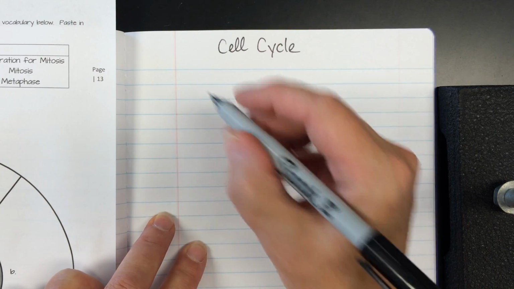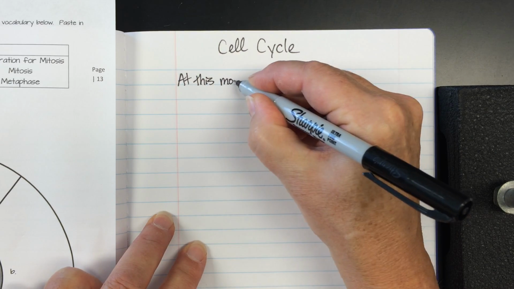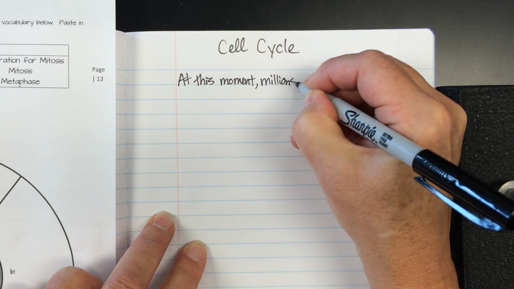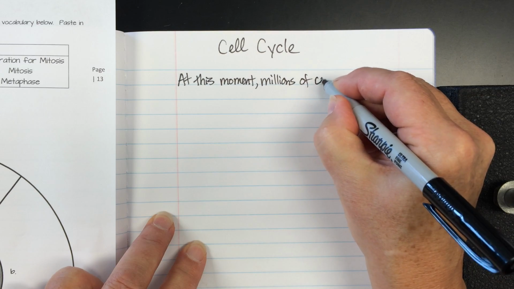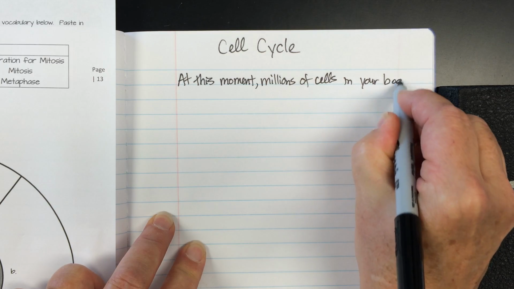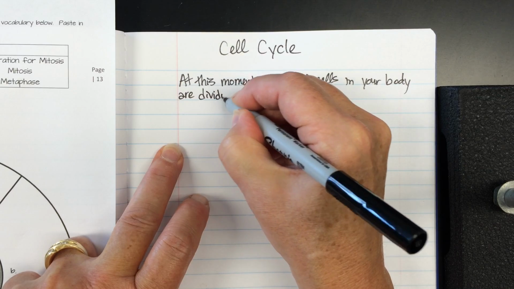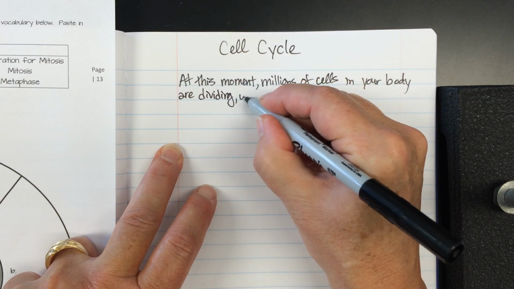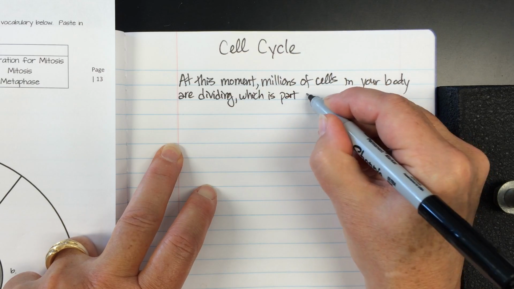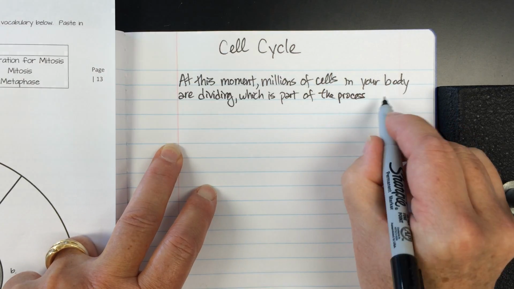But for right now, what you need to know is that at this very moment, your cells are dividing. Millions of them. Millions of cells in your body are dividing. It's an amazing thing. And this is part of the process in the cell cycle.